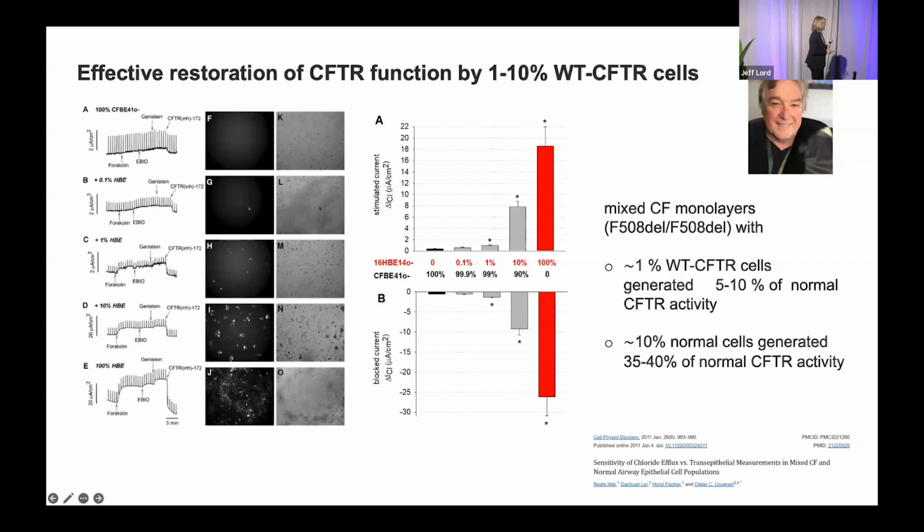And interestingly, here the cells that are lighting up are the normal cells. And so with the increasing number of normal cells, we get more and more CFTR current that we can measure. And interestingly, we saw that even if we have 1% of normal cells in our cultures, we still see significant increases in the current, which means that even a small number of cells can express CFTR like normal CFTR expressing cells, and still will be detected by the Ussing assay. So 1% wild type cells generated about 5 to 10% of the normal CFTR activity, which is quite promising.